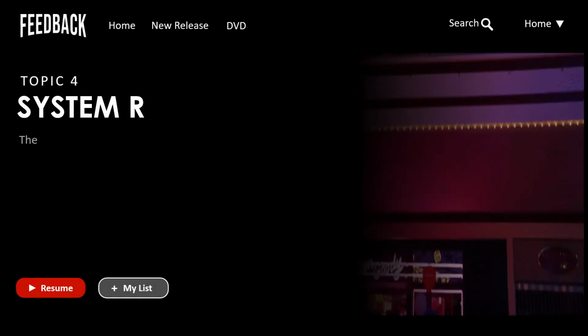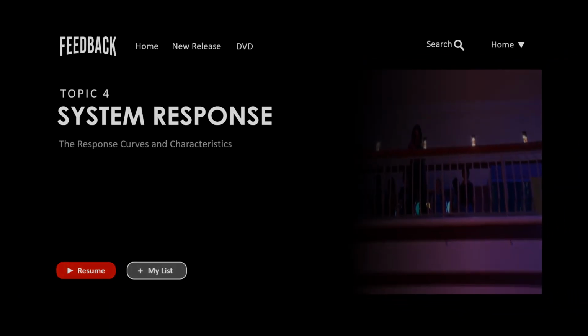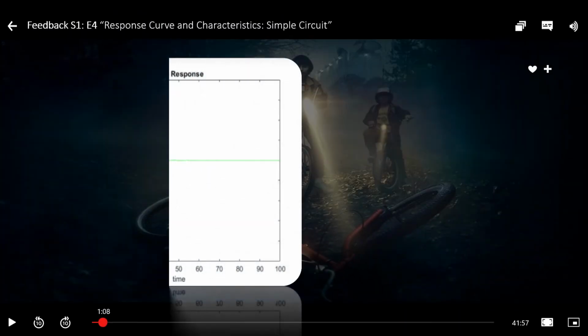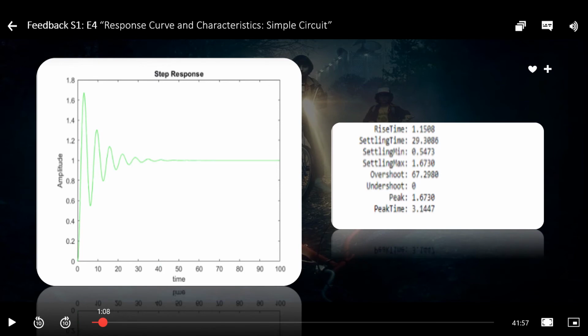Now, let us go to the system response and characteristics. We have here the response curve and characteristics obtained from our simple circuit using MATLAB simulation. Analyzing the curve, we can see that the amplitude is continuously decreasing with time. There is a huge occurrence of oscillation from the start, and it continues a bit as it approaches down to 0 or its equilibrium. This response curve from the simple circuit shows an underdamped response.